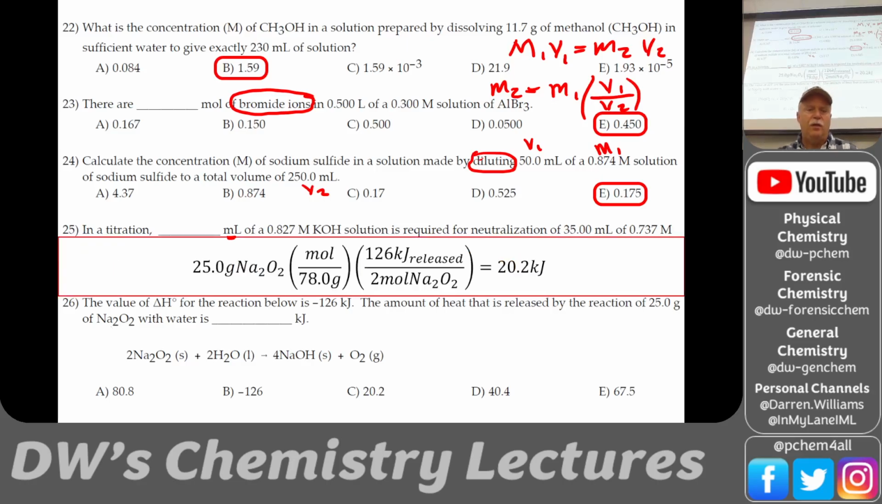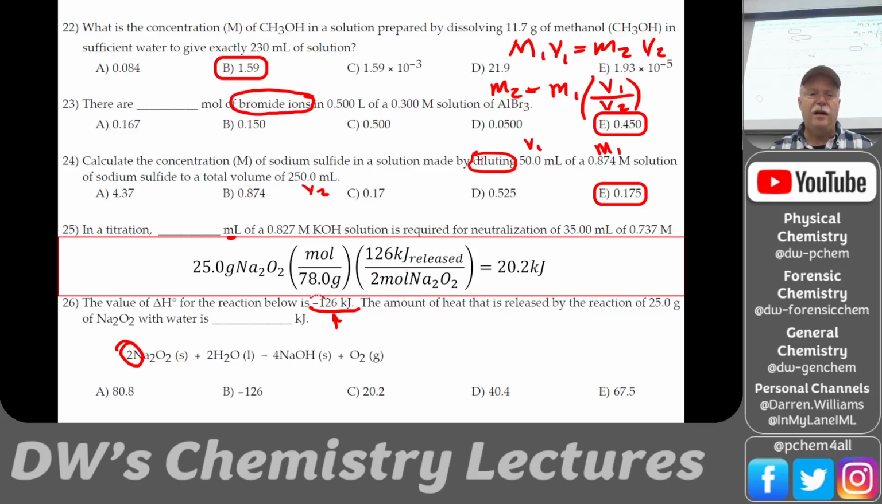And so here we start with the amount of sodium oxide. We get out of grams and into moles. And then we use that thermal value as a conversion, so we can get from moles to the heat. So 2 moles of this material here produces that much heat.